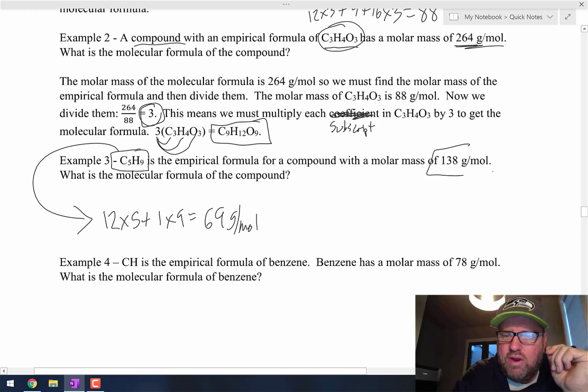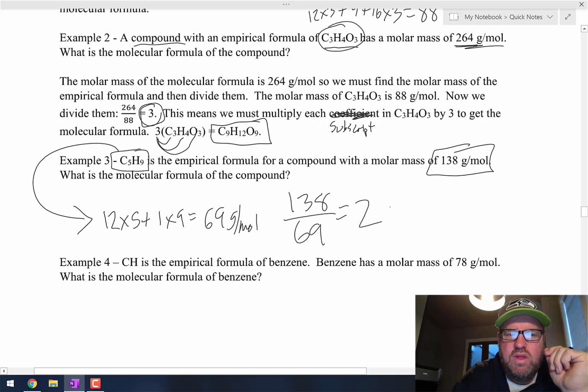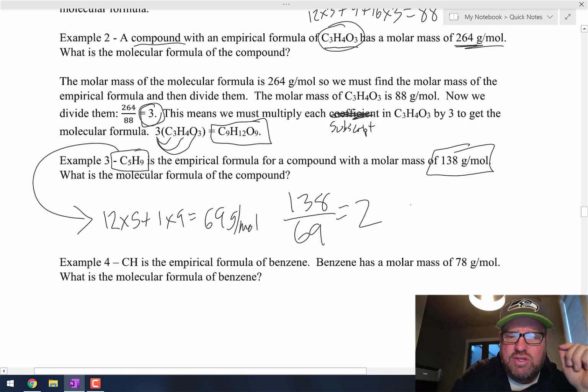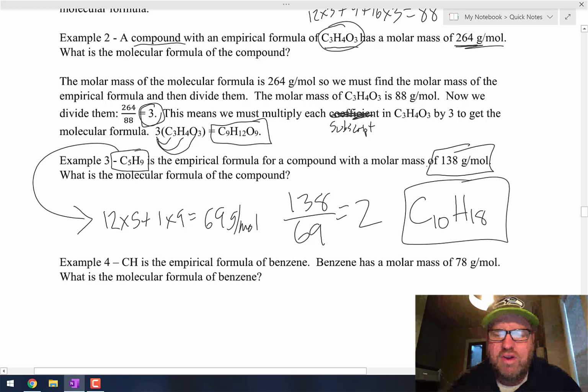And then the molecular formula is 138 grams per mole. So 138 divided by 69 equals 2. That means for that compound, I have to multiply all of those subscripts by 2. So that becomes C10H18. Okay? And that is the correct answer there. That is the molecular formula.